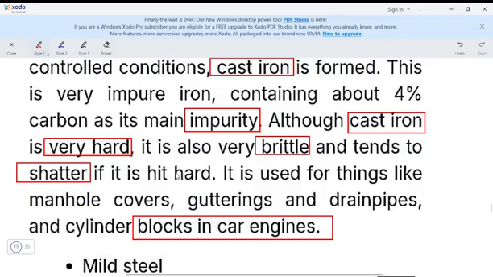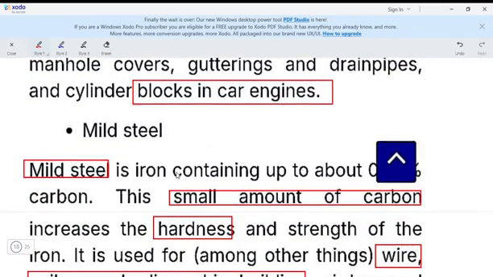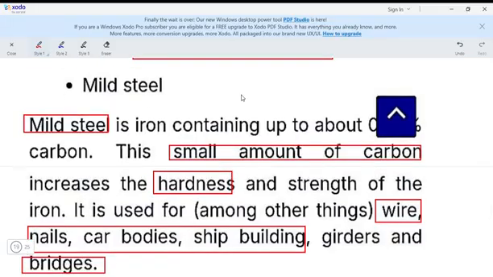So instead of bending, instead of experiencing flexibility, it will rather shatter because of the impurity that is still there. And that's why they can just use it for blocks in car engines. Then the next one is mild steel.